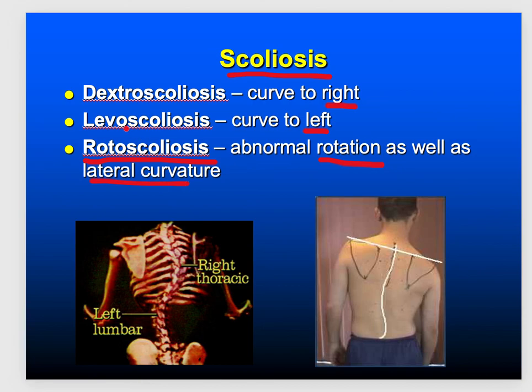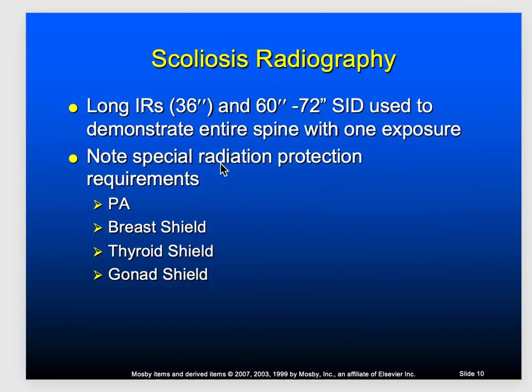So that also takes into account the rotation with a lateral curvature. So you may have, say, levoscoliosis with some rotoscoliosis. So you're going to have a curve to the left with some rotation. Or you'll have dextroscoliosis with rotoscoliosis. So you're going to have a curve to the right with some abnormal rotation. So just some terms to remember, some terms to write down and review every now and then about scoliosis.